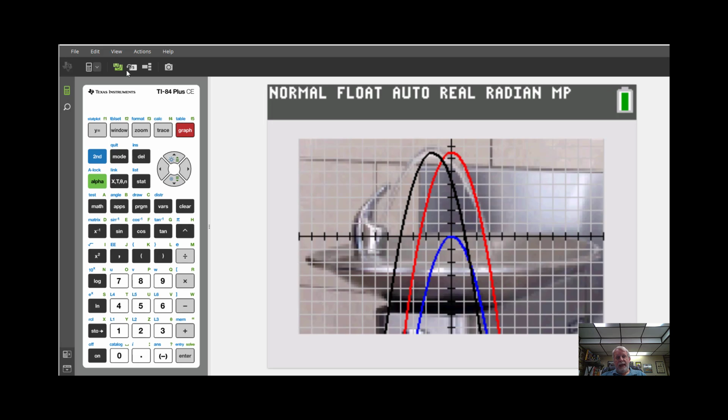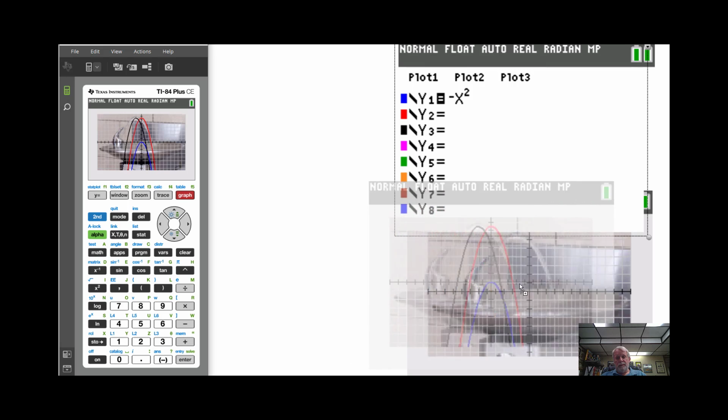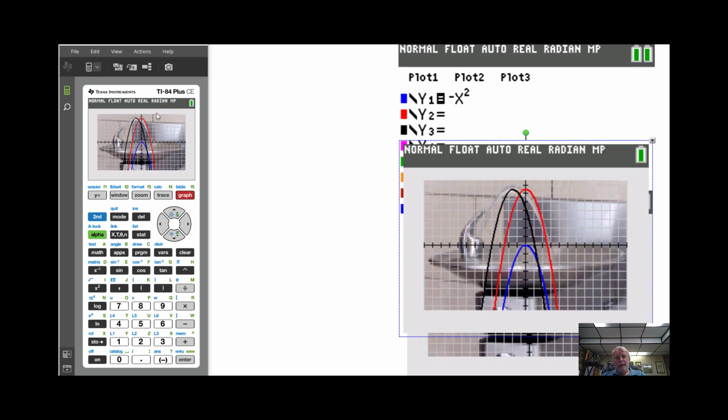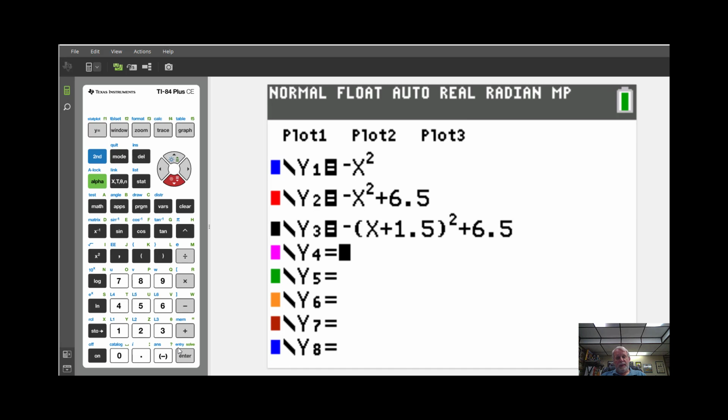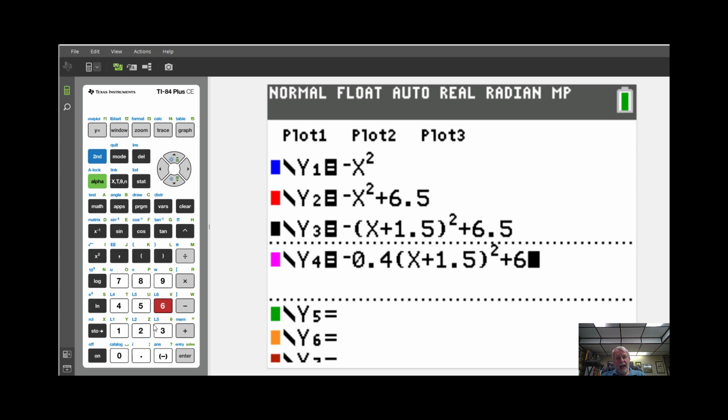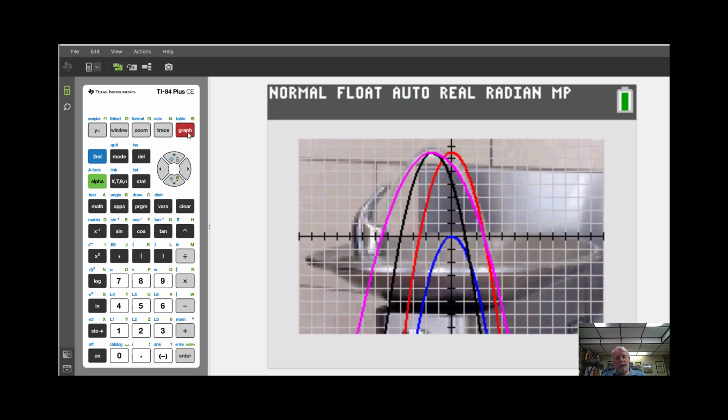And I think you can see that is a much closer fit. The only thing left is I got to make this wider, and unfortunately some of my students would make the coefficient here larger to make it wider, even though it's negative in size. So for y3, I'd let you play with this, but I think we'll just go right to it. But if we go -0.4 times the quantity of x plus a positive 1.5 the quantity squared plus 6.5. And see how that pink one looks. And it looks pretty doggone good there, okay.